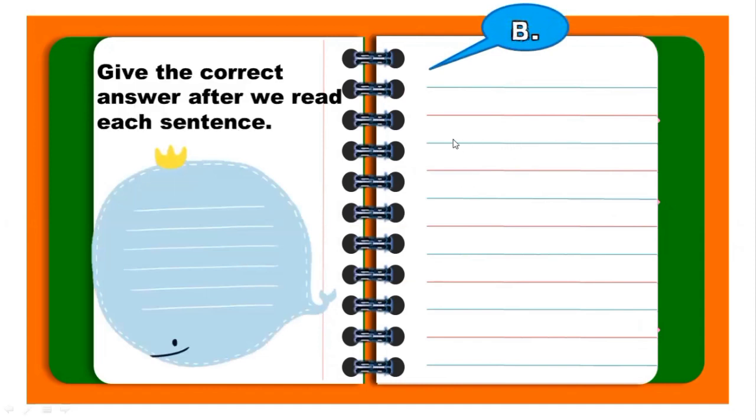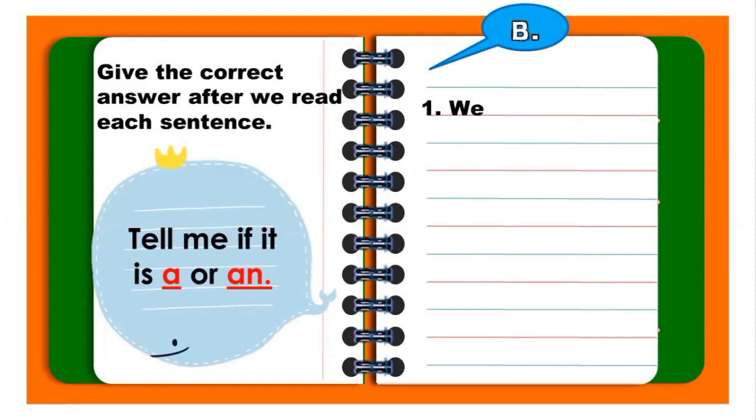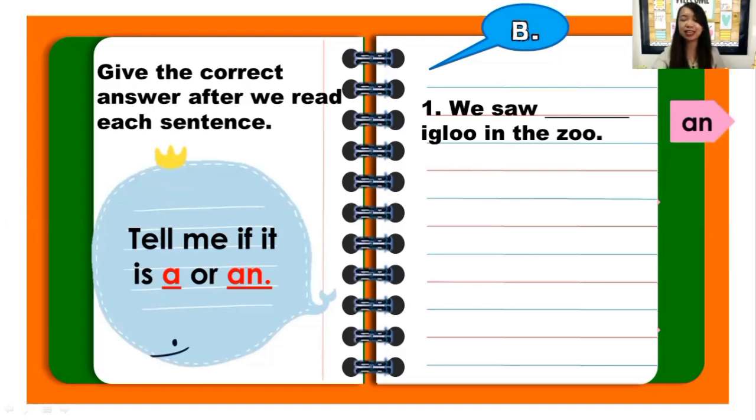It says here, give the correct answer after we read each sentence. Tell me if it is a or an. Okay, for number one, we saw blank igloo in the zoo. What's your answer? Is it a or an? The correct answer is an. Okay, very good, because the noun that follows begins with a vowel. That's why we have to use an.